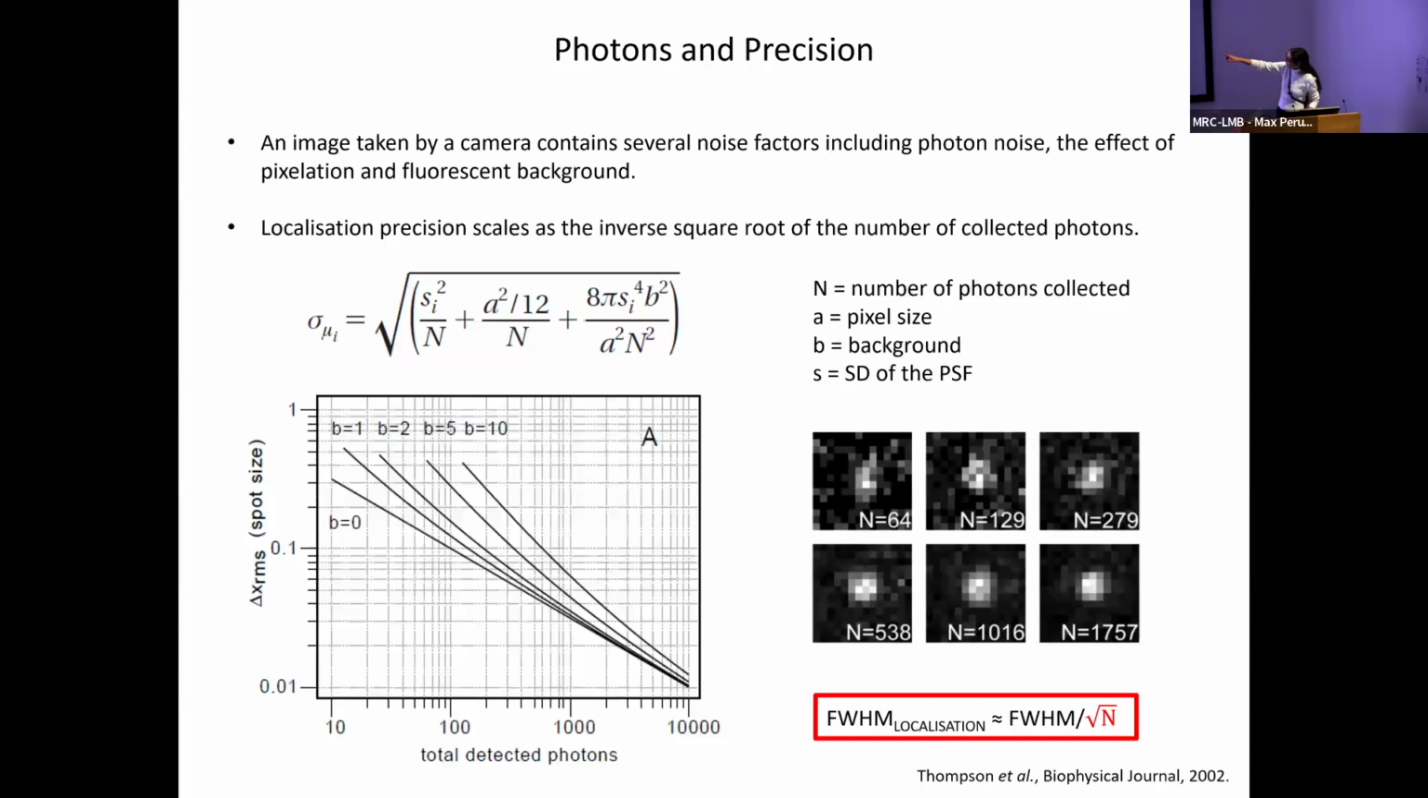And you can also see that if you have background in your image, that will also make the spatial resolution a bit worse. So the graph here is showing the localization precision, the errors, against the total number of photons detected. And the more photons you have, the better you get at pinpointing where the center of your molecule is.